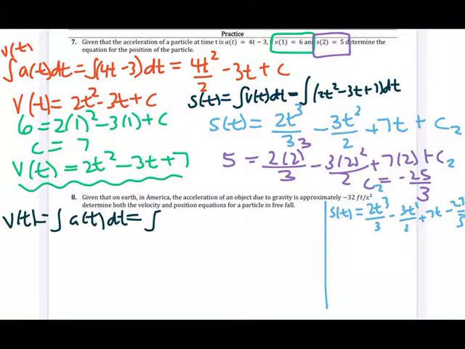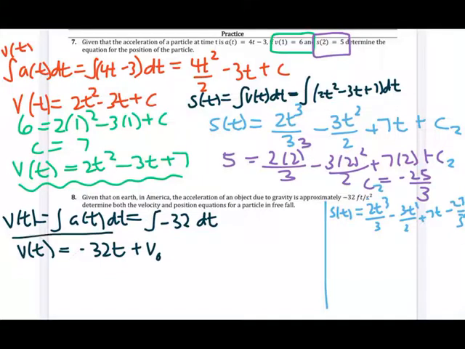So we know that velocity is the integral of acceleration, and in this case we are told that acceleration is negative 32, and we're going to integrate with respect to time. That means that our velocity function is negative 32t plus some c1 value. And actually, instead of calling it c1, I'm going to call it v0, because that's really what it is. It's the initial velocity of the object, whatever that object happens to be. So there's our velocity function.